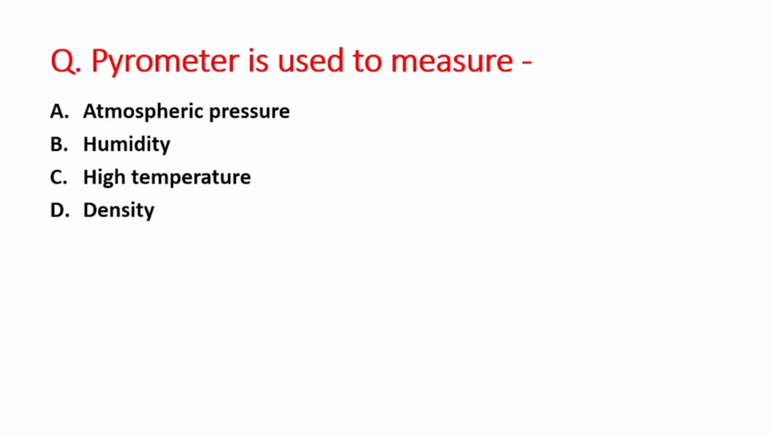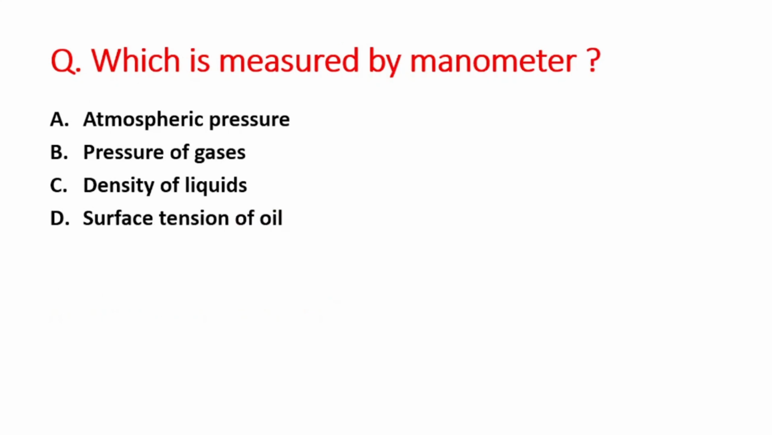The next question: pyrometer is used to measure? A option is atmospheric pressure, B is humidity, C option is high temperature, D option is density. So the right answer is option C, that is high temperature. Next question: which is measured by manometer? A option is atmospheric pressure, B is pressure of gases, C option is density of liquids, and D option is surface tension of oil. So manometer is used to measure the pressure of gases. Okay, that is option B is the right answer.